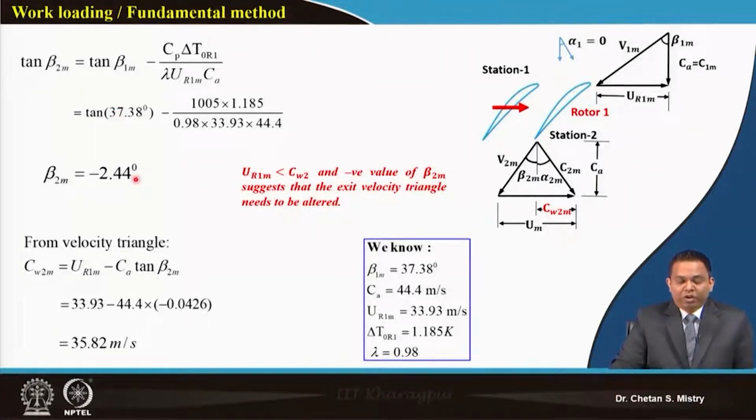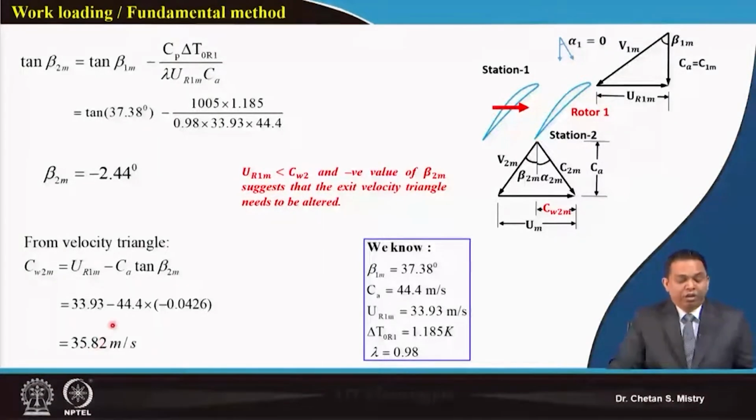Now, by using this we can calculate my CW2, because we need to calculate all the other angles and parameters. So, my CW2 we can calculate by using U minus Ca tan beta 2. If this is your case, my whirl component at the mid station at the outlet is coming 35.82 meter per second.